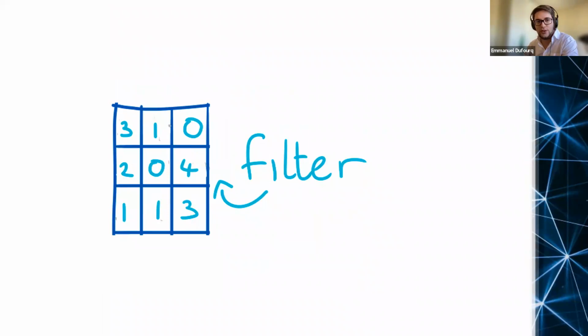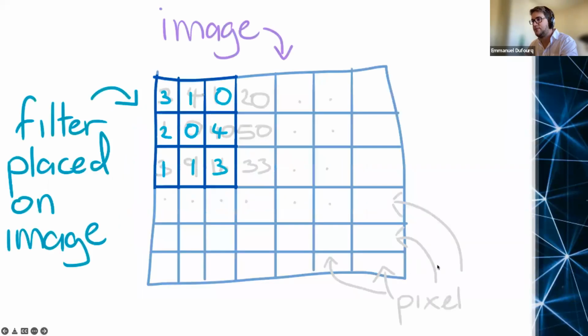And just like with the fully connected layers, the weights are randomly initialized. So the weights of the filters will also be randomly initialized. So in this case, I've just randomly made up values. So here's our filter with some randomly initialized values.